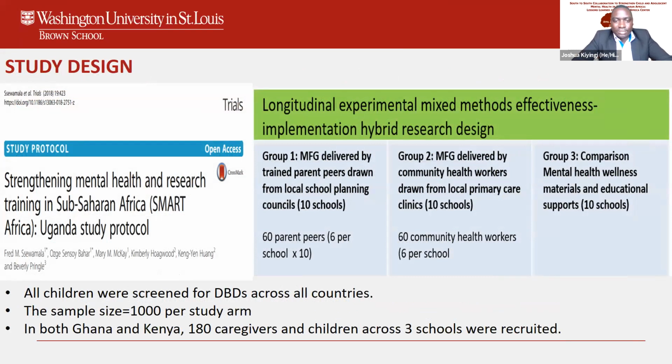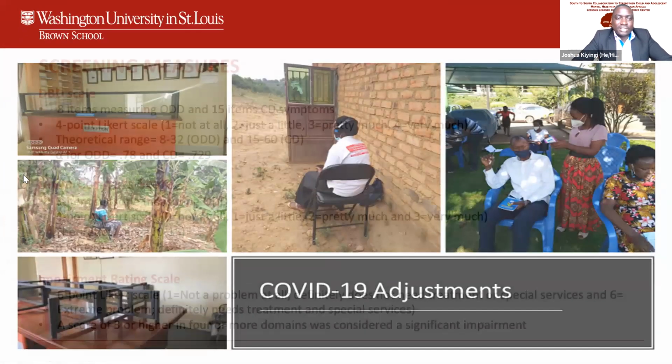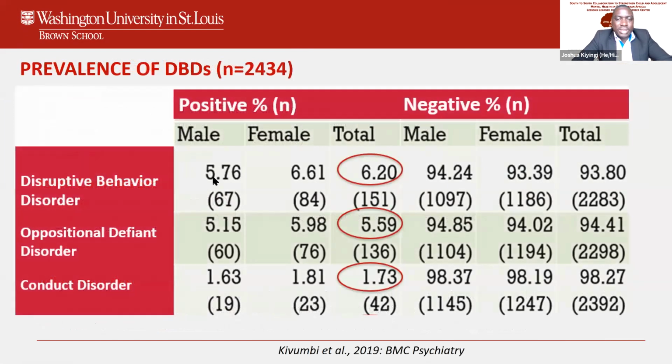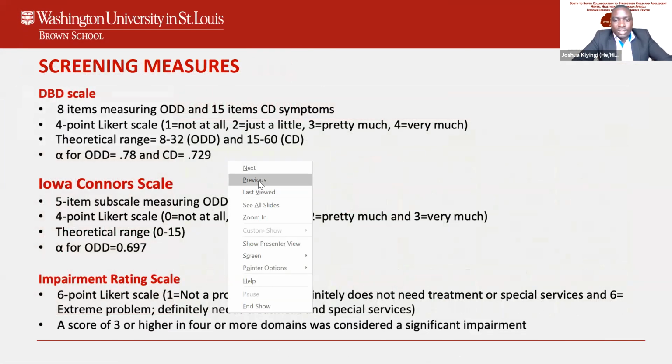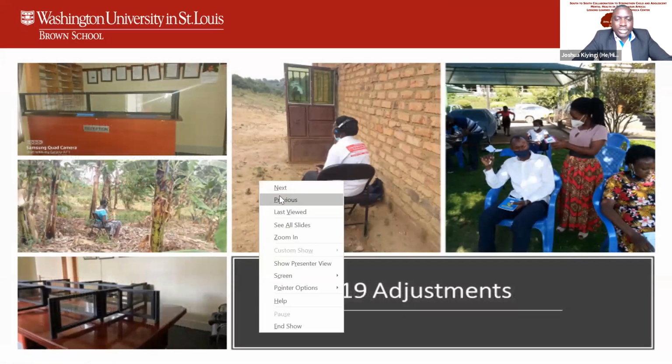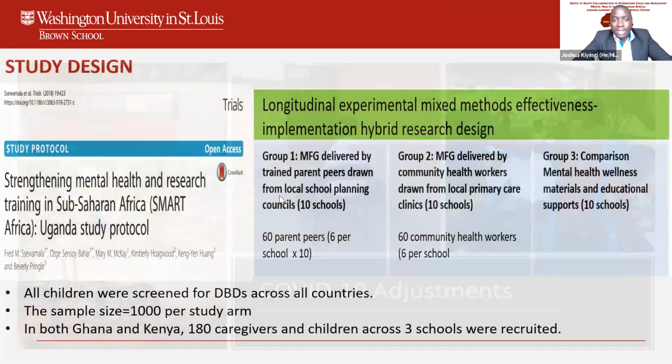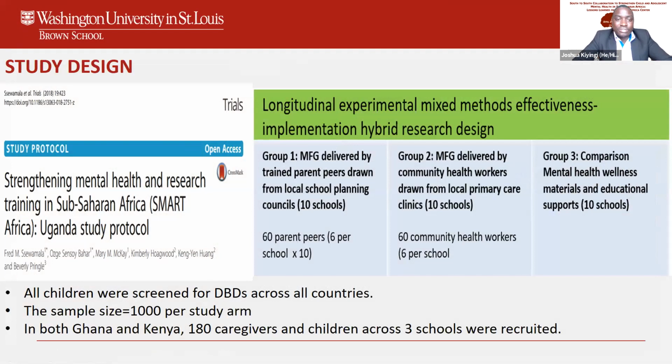The way the Smart Africa study is designed, this is a randomized control trial with 3 study arms. One of the study arms receives the usual care, which is the comparison group, and the other 2 study arms receive the multiple family group intervention.